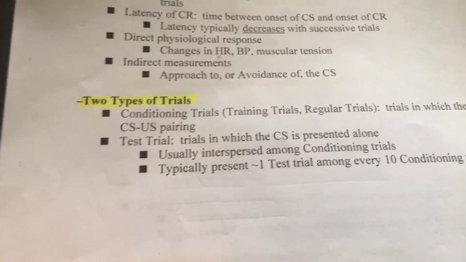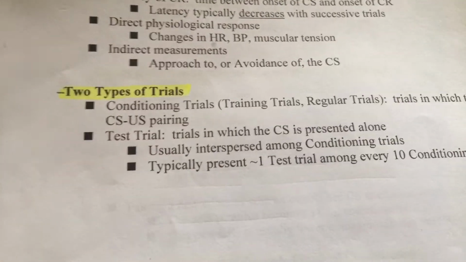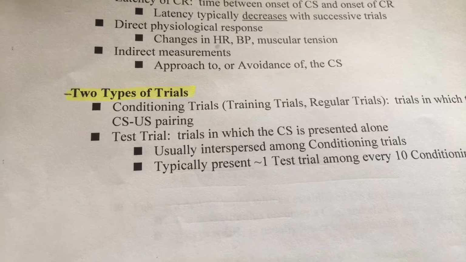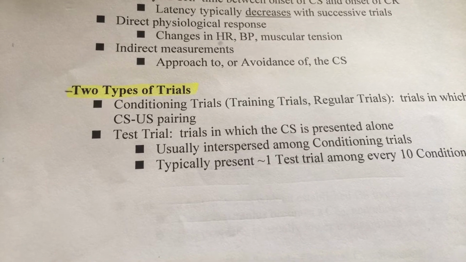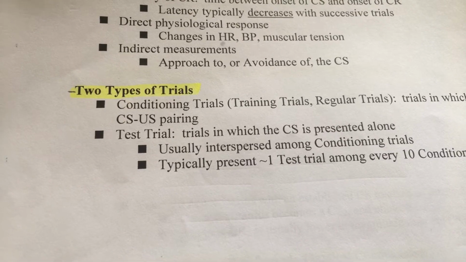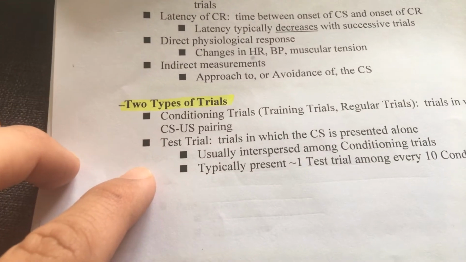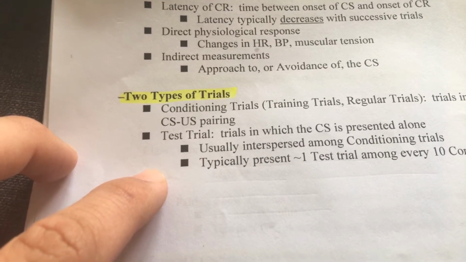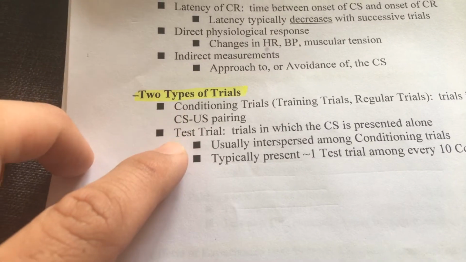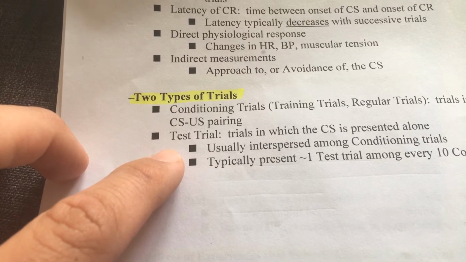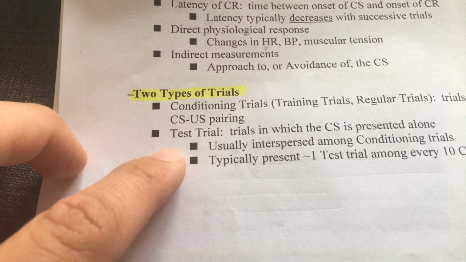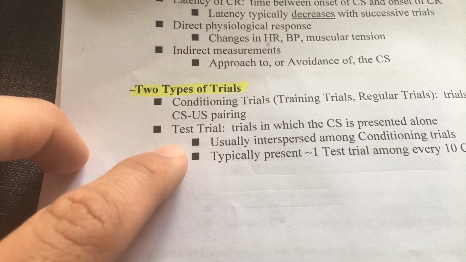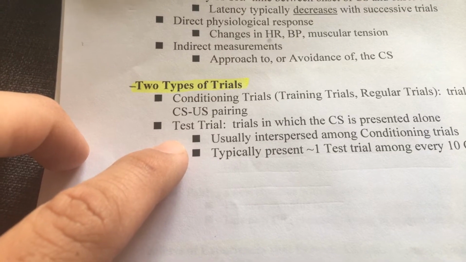And usually these are paired in 1 for every 10 trials. So 1 out of 10, or 1 for every 16 trials. And you want to mix it up. Too much consistency is not as great. So typically present 1 test trial among every 10 conditioning trials or so. But like I said, do it randomly. And remember that latency decreases the more time you pair.